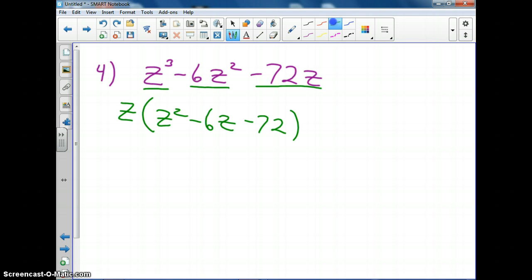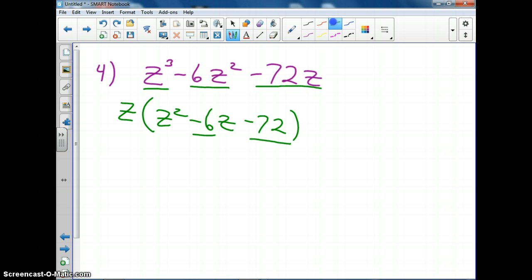Now you look at this and you say to yourself, can I factor that? Let me just tell you about the homework. Some of them you can factor, some of them you can't. It just depends what's left over inside. So can you factor this one right here? Yes, you can. This is old stuff we did first semester. What 2 numbers multiply to give me negative 72, but add to give me negative 6?